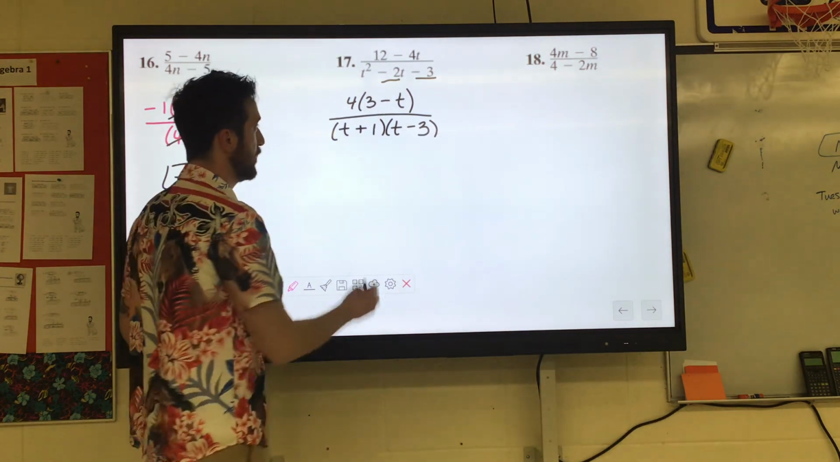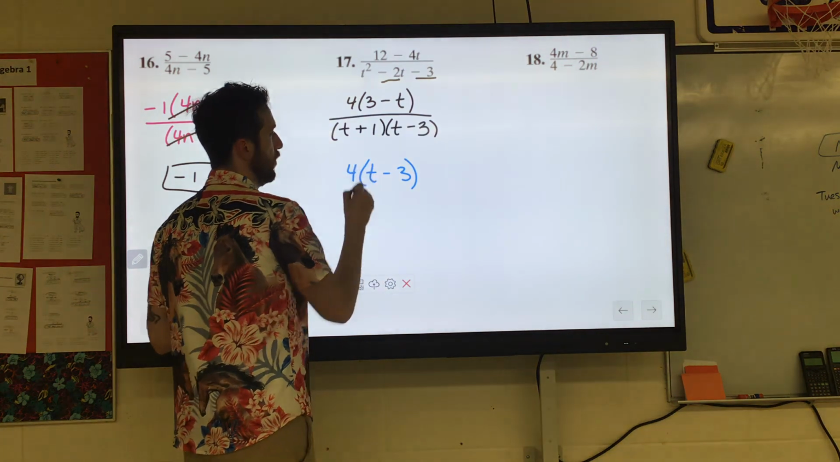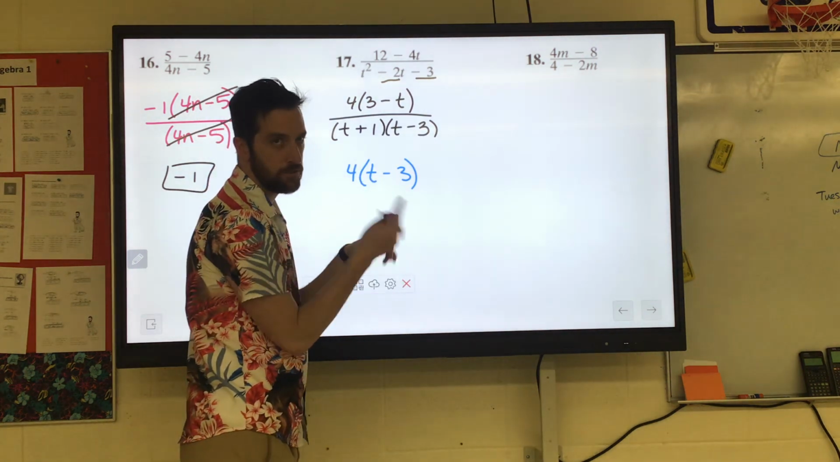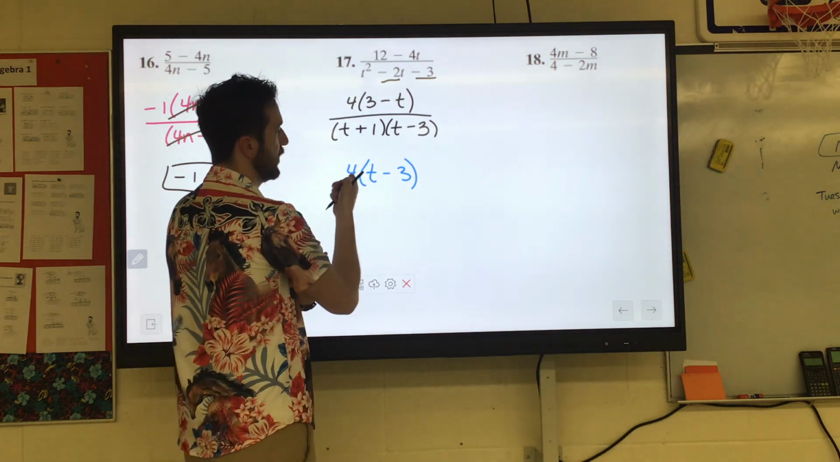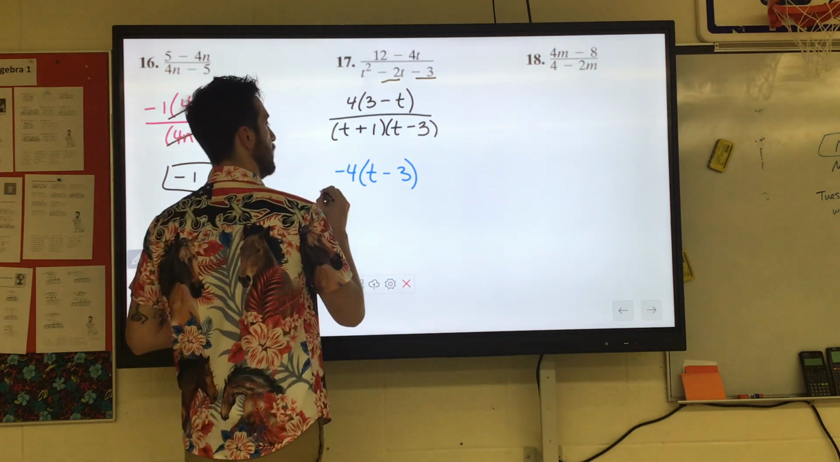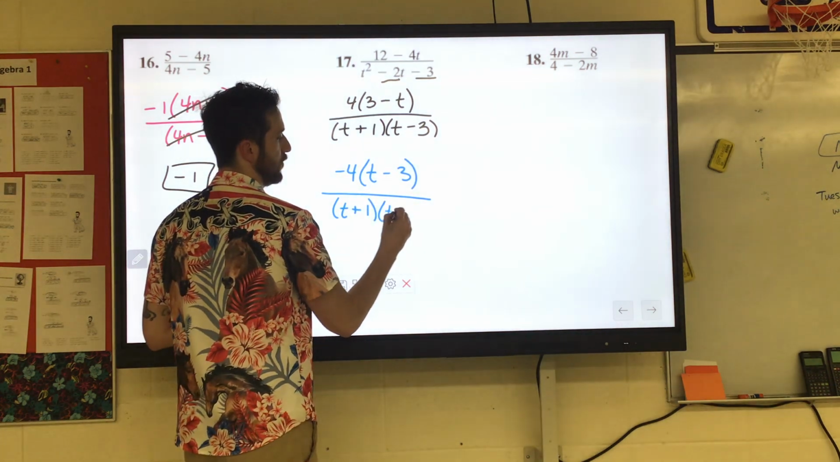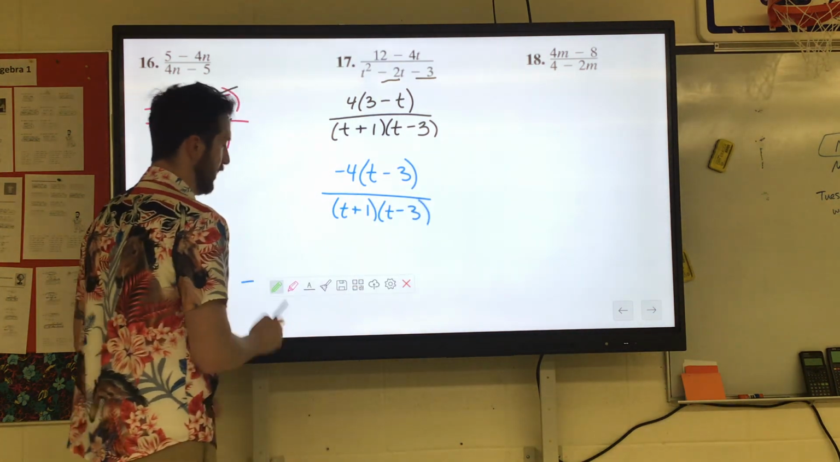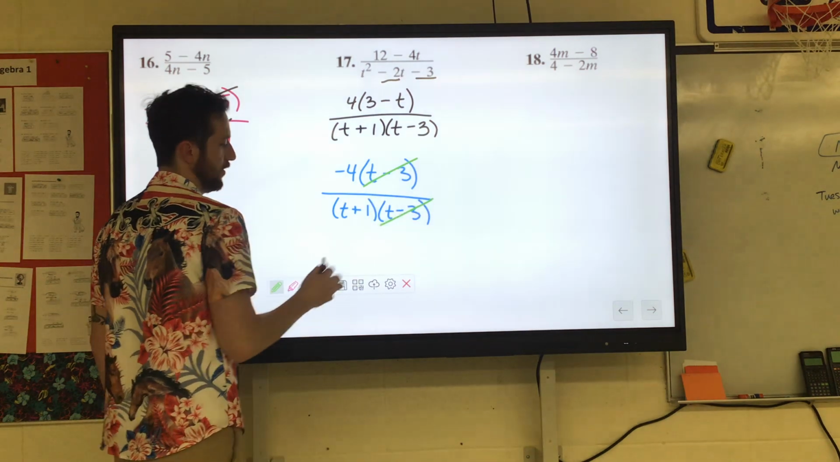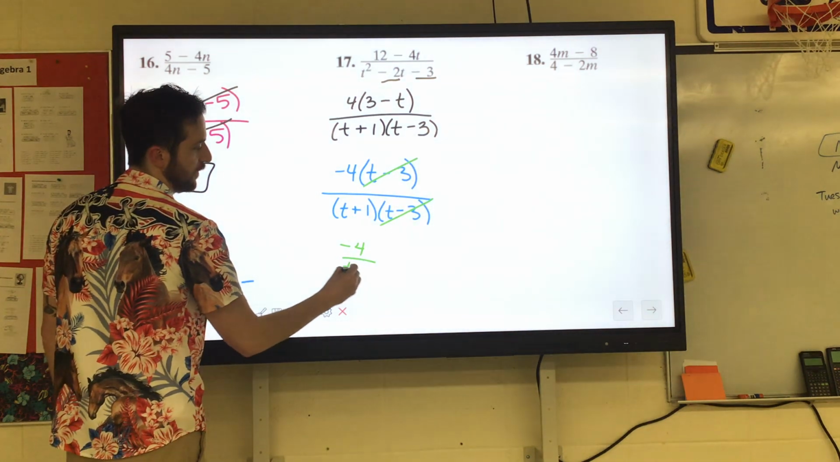I do have to flip the order in the numerator, t minus 3. In order to do that, all you have to do is factor out a negative 1. So I'll make the 4 on the outside negative 4. Done. Denominator, t plus 1 times t minus 3. Now I can cancel out the t minus 3 for the t minus 3. I'm left with negative 4 over t plus 1.